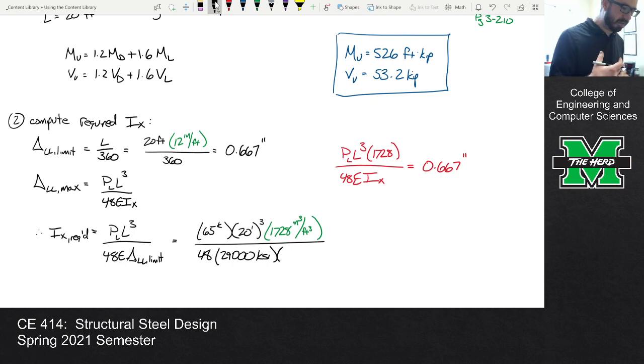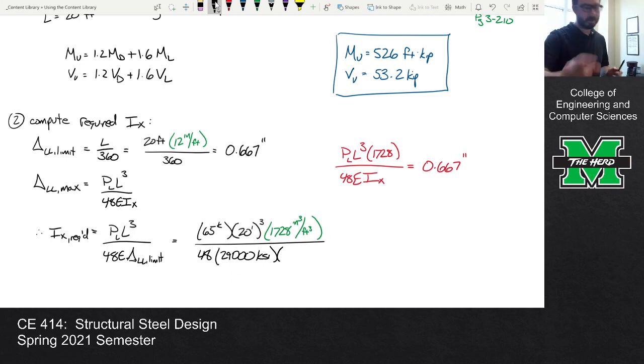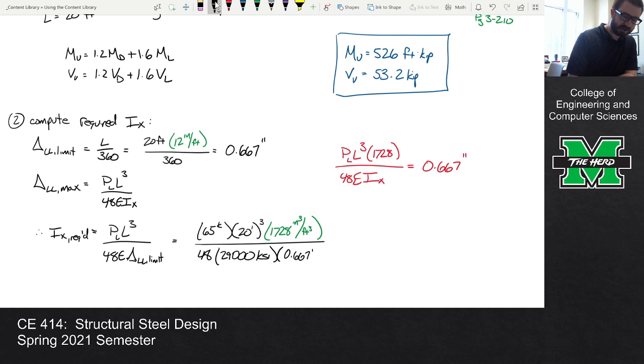And then the deflection limit, here I'm going to scoot this camera back a bit so it's not all in my face. That's a little better. Okay, and then the deflection limit is 0.667 inches. And so Ix required, when you chug that out, you should get 968.3. And that's enough specificity for design.